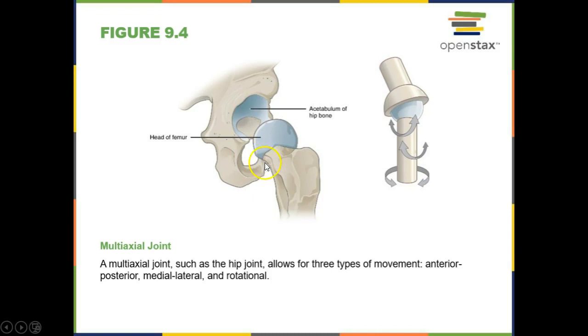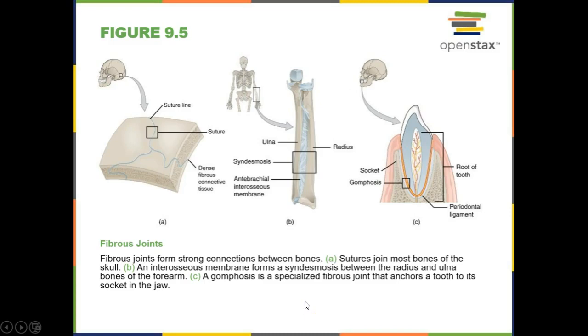Here's an example of a freely movable joint. This is a pivot joint. And right here, this is a ball and socket joint. Ball and socket joints as well as pivot joints are freely movable, and these are synovial joints. So here are the three types of fibrous joints that we have.